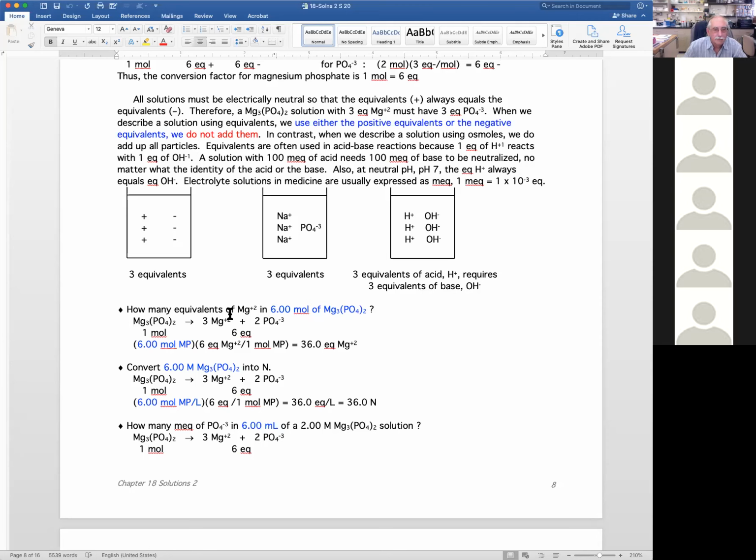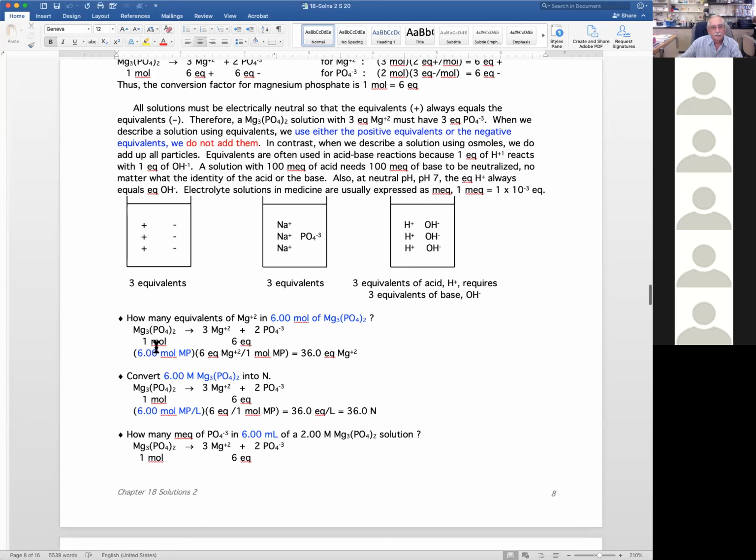So how many equivalents of magnesium ion in 6 moles of magnesium phosphate? Well, here's how I got my conversion factor between moles and equivalents. So I get 6 moles of magnesium phosphate, 6 equivalents of magnesium for every 1 mole. That gives me 36 equivalents.